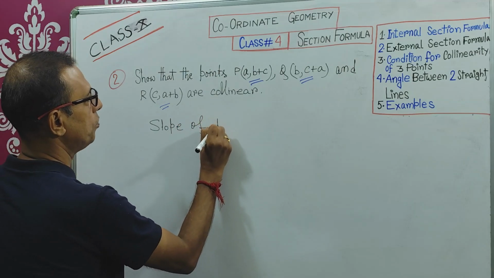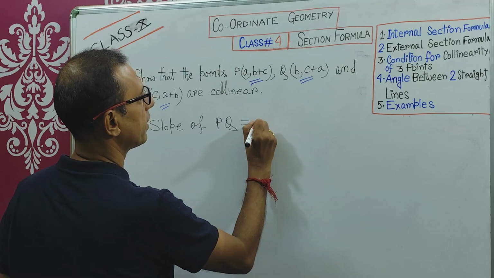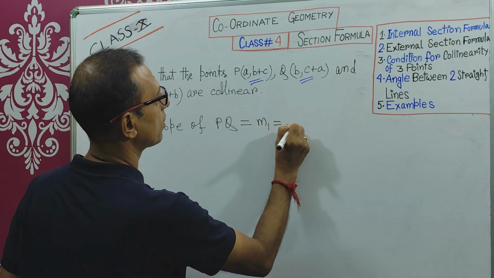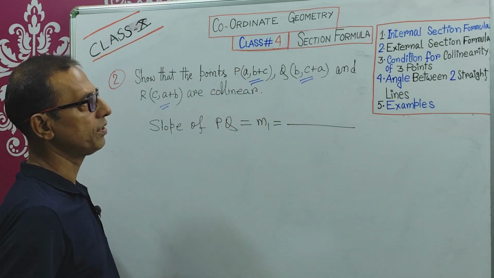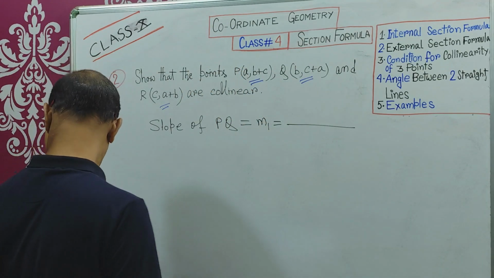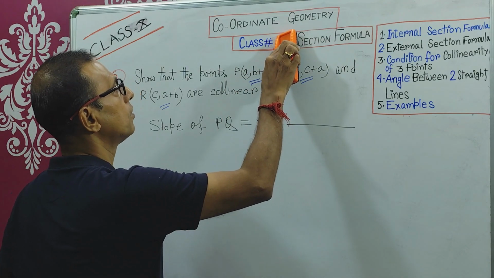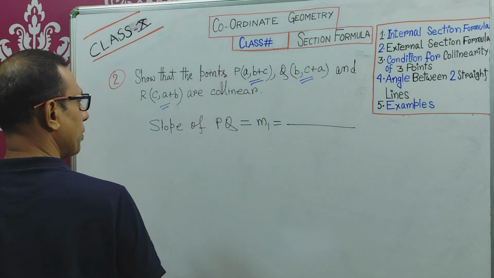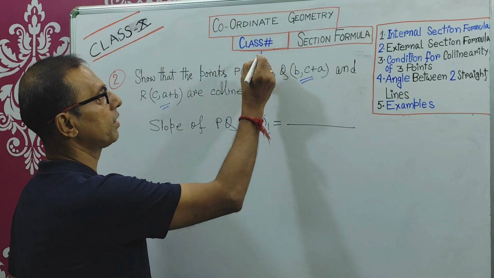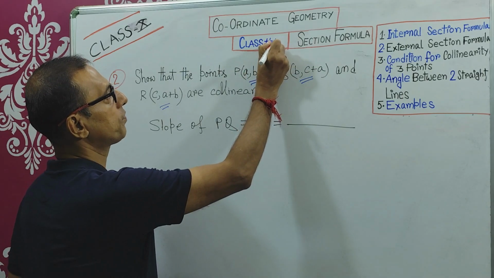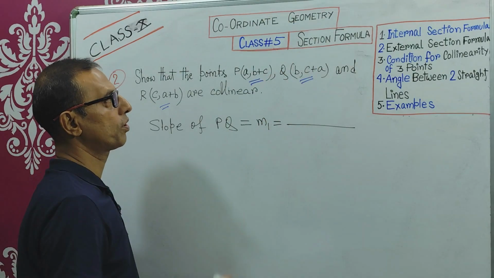slope of PQ equals, let's say m1, that is equal to y2 minus y1. All these things I have explained in my earlier video. Oh, sorry, this video class number is 5, this is not 4. So in my 4th class, wherever I have told you about class number 3, those will actually be class number 4. So this is the 5th class, or 5th video, on coordinate geometry.